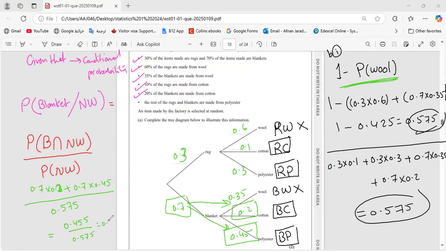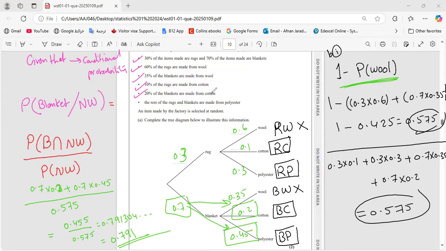The answer is 0.791304, which equals, to three significant figures, 0.791. This is the final answer. So the probability that it's a blanket, given that it's not wool, is equal to 0.791. That's all about question number 3.